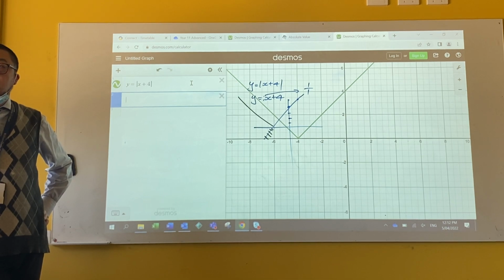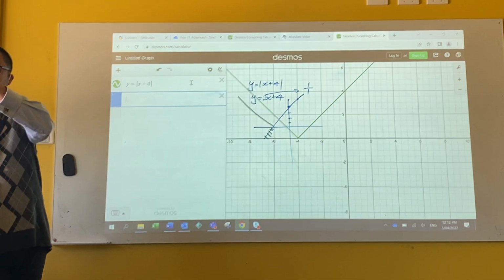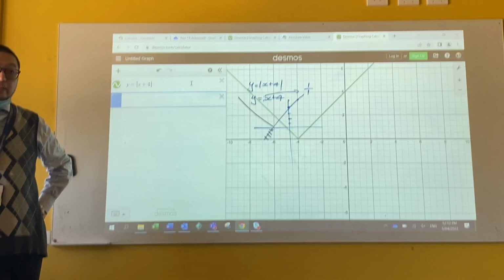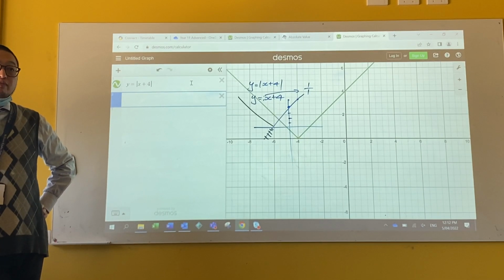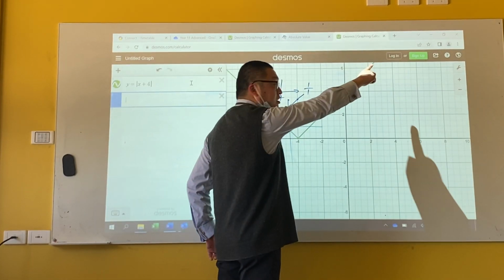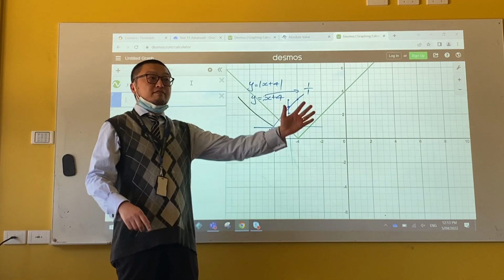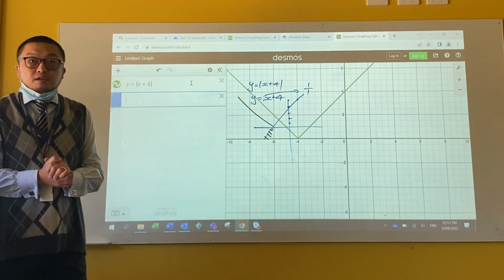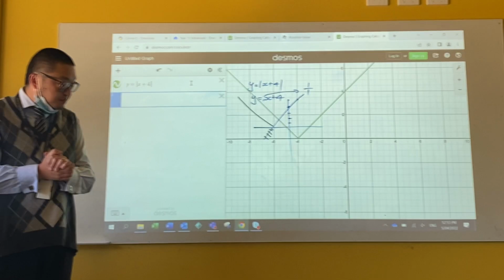Now, another way, same as what you just suggested, you can obviously do translation as well, which would get exactly the same graph. Last week we talked about y equals absolute value of x is this one. The absolute value of x plus 4 means I move left 4 units. Is that okay? Yeah.